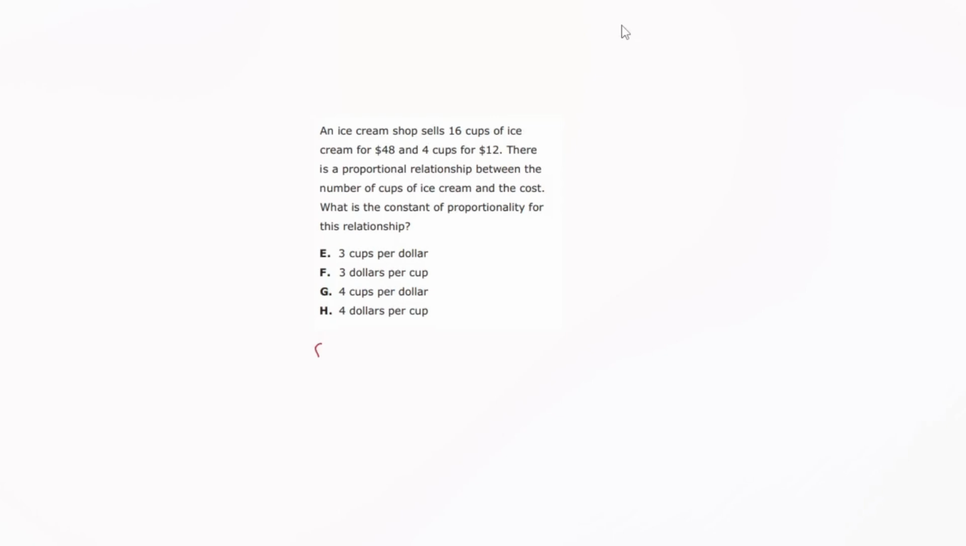So I want to work around this with fractions here. So I know it's $48 for 16, right? I want to find the cost of a single cup, right? So I'm trying to find the cost of a single cup. So it would be $48 over 16, and this will give me the cost of a single cup. And if you do 48 over 16, you would get an answer of 3, right? So it's basically $3 per cup for the first one here.